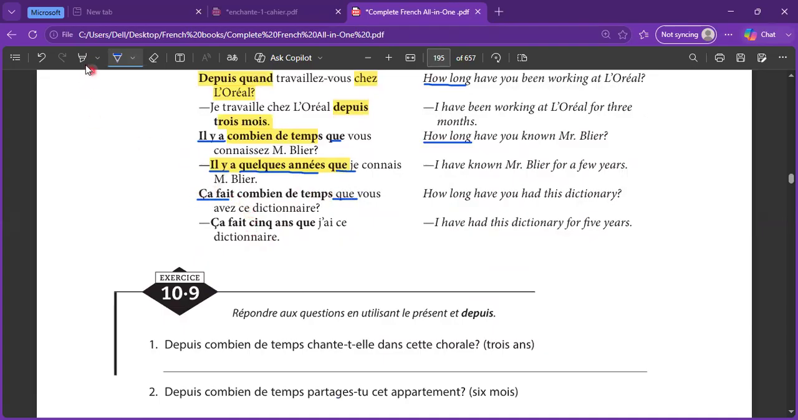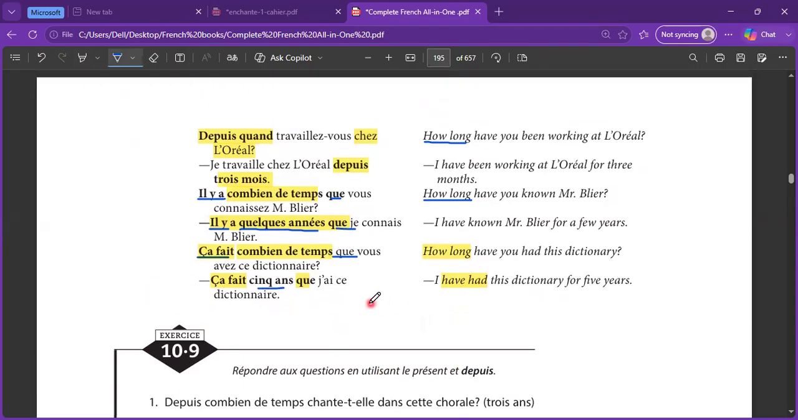But if you want to know how long, we know the expression is combien de temps. Ça fait combien de temps que vous avez ce dictionnaire? How long have you had this dictionary? I have had this dictionary for 5 years. This gives you the expression of have had. So if you are asking the question with ça fait, you have to answer in ça fait only. Ça fait, you put the duration, que j'ai ce dictionnaire. Ça fait 5 ans que j'ai ce dictionnaire.